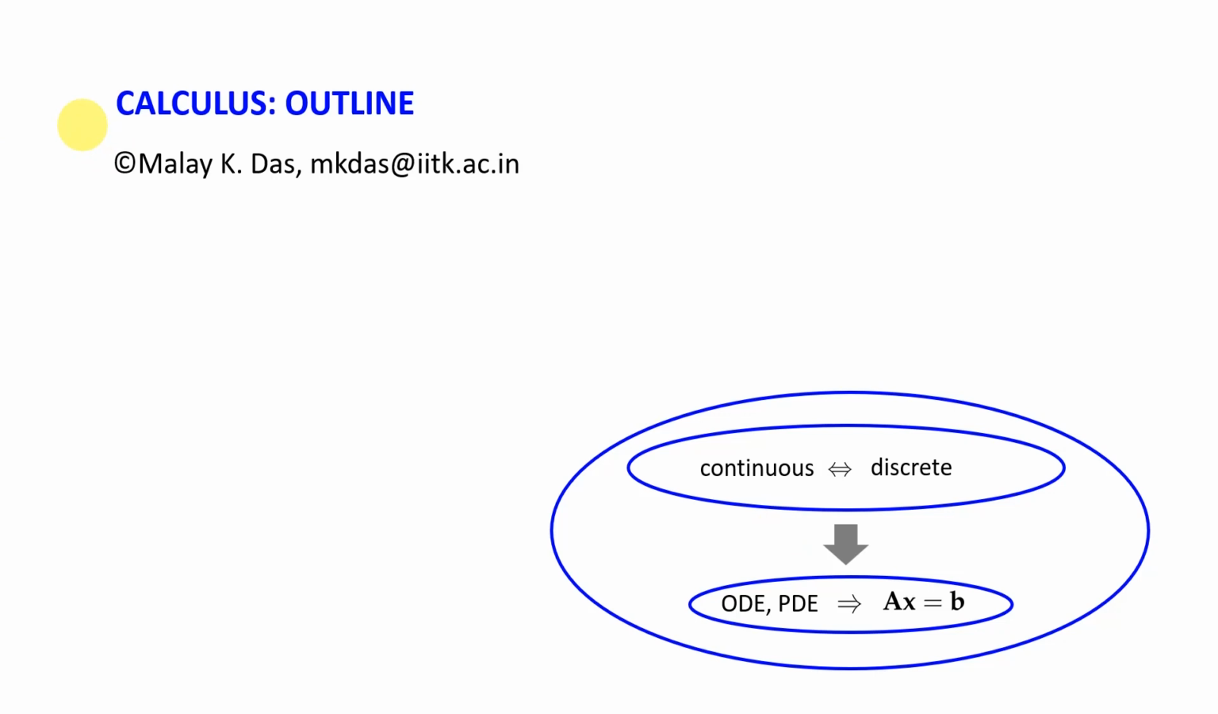In algebra, we primarily deal with solution of linear equations. In such cases, the variables such as x1, x2, etc. are discrete numbers. In calculus, the primary object of our interest is continuous functions. However, in numerical analysis, all we can deal with are discrete numbers.